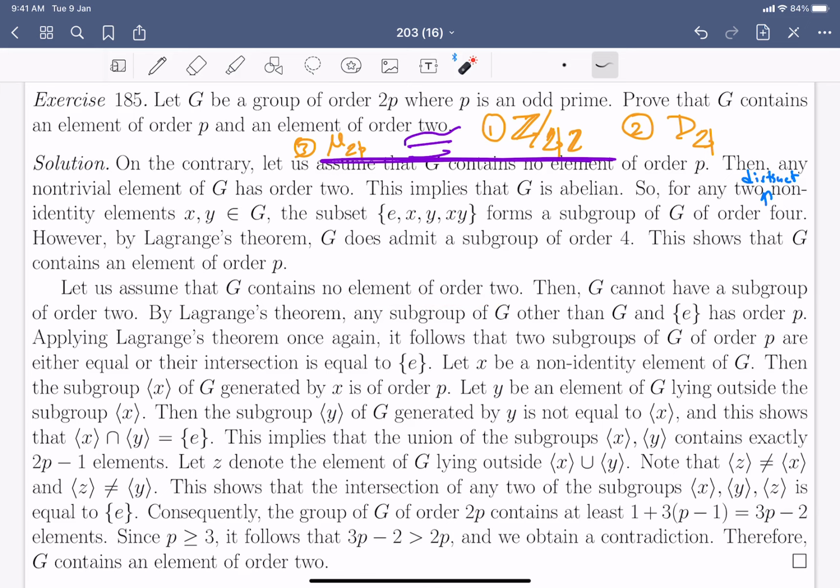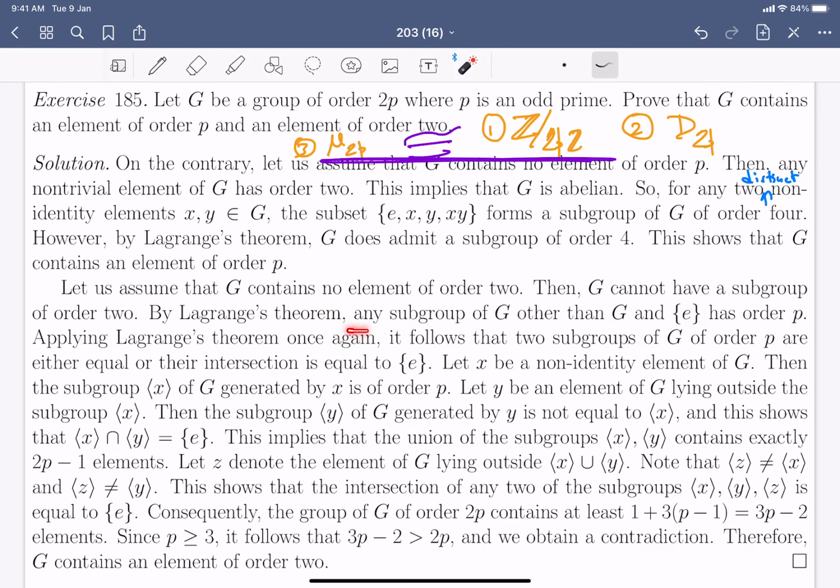Okay, so now if we apply Lagrange's theorem, we see that if you take any subgroup of G other than these two, this subgroup G and this trivial subgroup containing the identity element, so any subgroup of G other than these two has to be of order P. Because you have assumed that G contains no element of order 2.